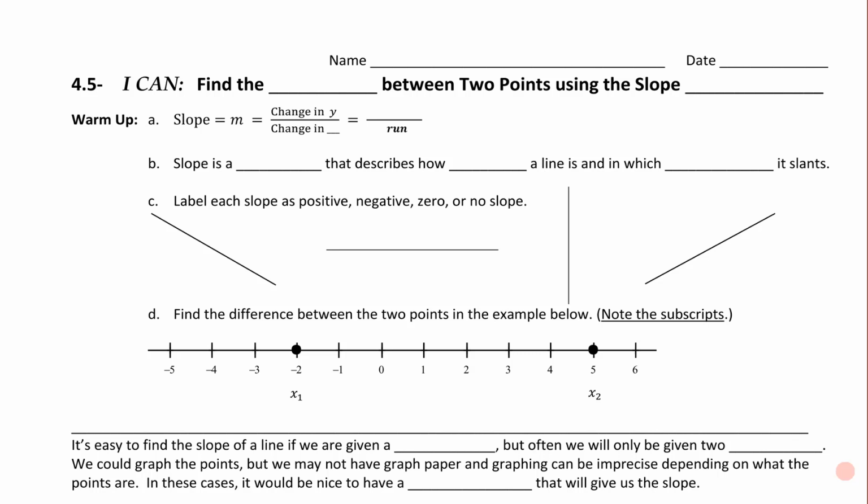Right, we are slowly working our way through this unit, and we're talking a lot about slope and lines and things that describe lines. So in 4.5, we're going to keep going. The I can statement for today is I can find the slope between 2 points using the slope formula.